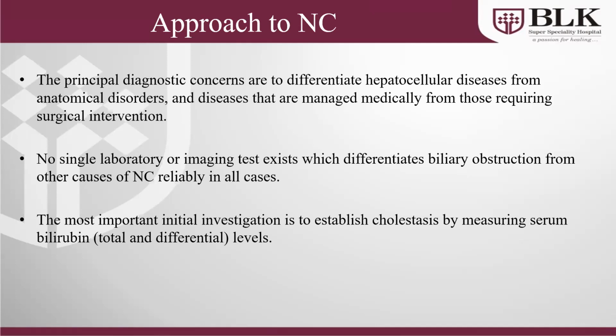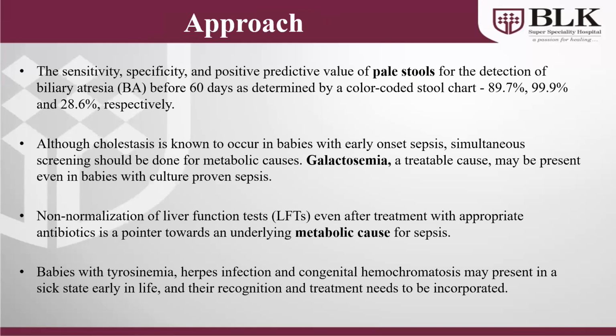The most important initial investigation, as we all know, whenever there is a doubt and the jaundice is getting prolonged, in a term for more than 2 weeks or a preterm for more than 3 weeks, is to do a total bilirubin and a direct bilirubin. Just doing total bilirubin alone is not sufficient, and always look for a direct component out of the total component.